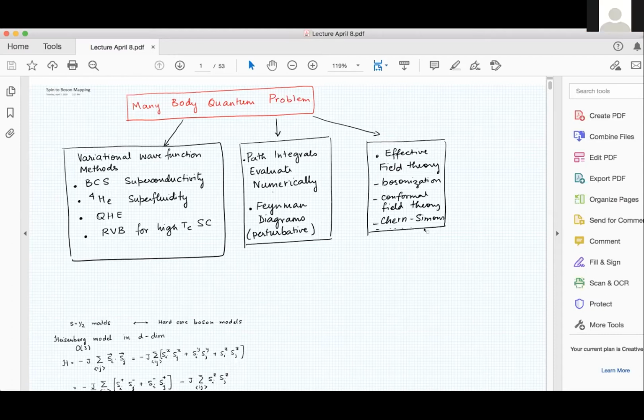So I have a question. Yeah, Yanjun. So can you tell me why people believe that RVB is the ground state for high-Tc superconductors? Because I know that there's no numerical support for that, but people are just saying that RVB is the ground state of that. So I just don't understand why people believe that.